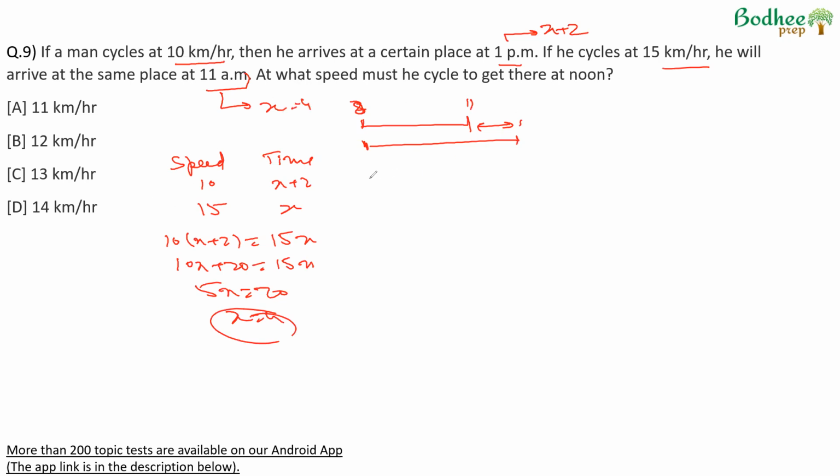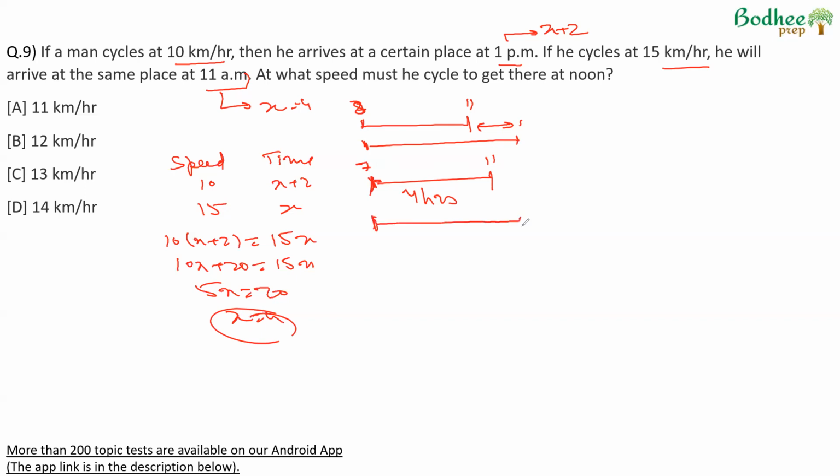And therefore, if 4 hours are required for reaching at 11, that means the start time is 7 o'clock. You start at 7, you reach at 11, 4 hours are required. You start at 7, you reach at 1, 6 hours are required, 4 plus 2. At what speed must he cycle to get there at noon?